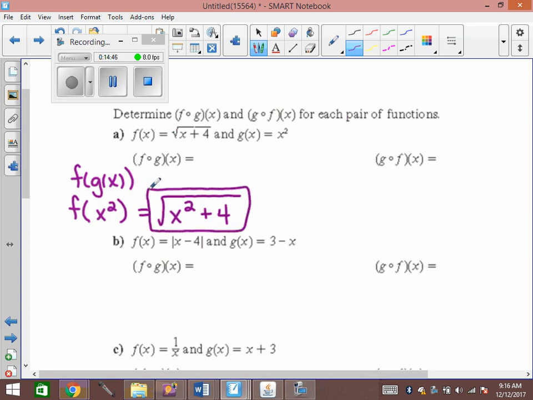Now, if I actually ask you for the domain of that one, because that's going to be your domain, right? You can look at it. The domain of that one is x in R. Why? Is it going to be x in R? What's it going to be? Yeah.